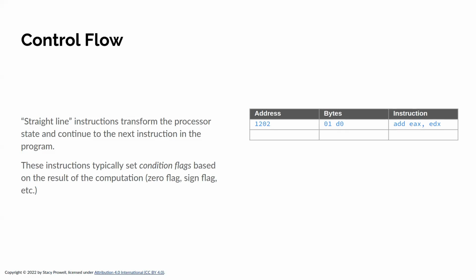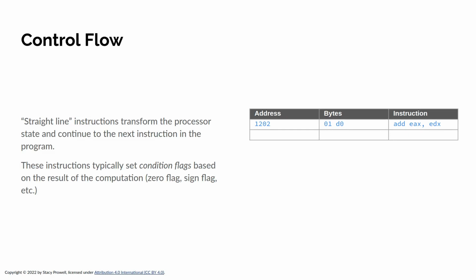So most assembly instructions are like most instructions in any programming language. They do something, and then they fall through to the next instruction in sequence. We call that linear. So a straight line instruction typically transforms the processor state and then just plows ahead to the next instruction. And they usually set condition flags. They don't always, but a lot of them will set condition flags. In fact, there are many instructions that explicitly don't set condition flags. I'll try to call some of those out so as not to disrupt the results of a previous computation.